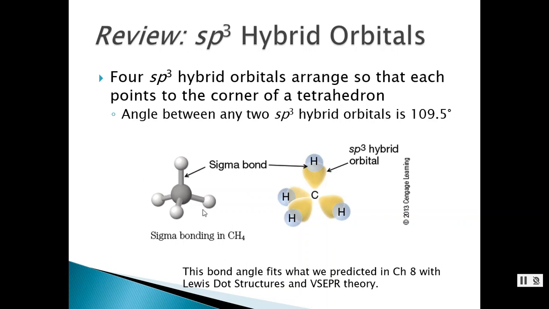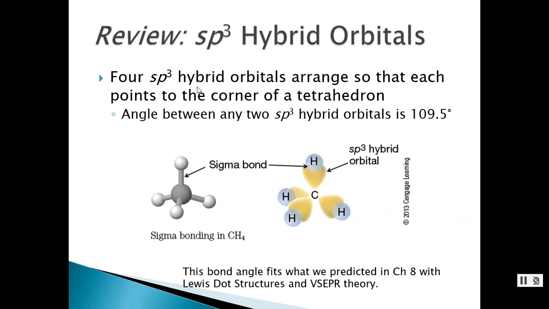In the example we gave in the previous video with methane, to explain the tetrahedral arrangement that is seen in that molecule, and that is also predicted by the Lewis dot structure, we would have to hybridize or mix an s and 3 p orbitals from carbon to produce 4 sp3 orbitals.